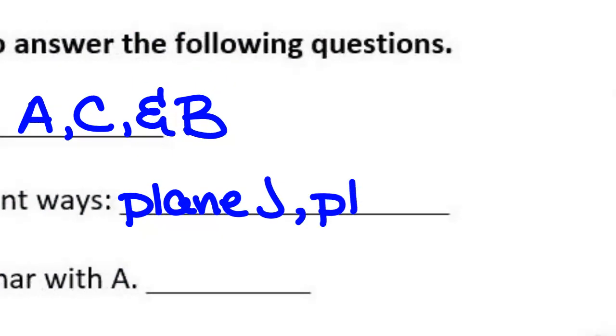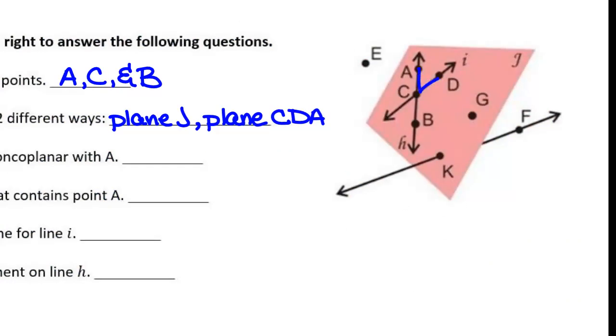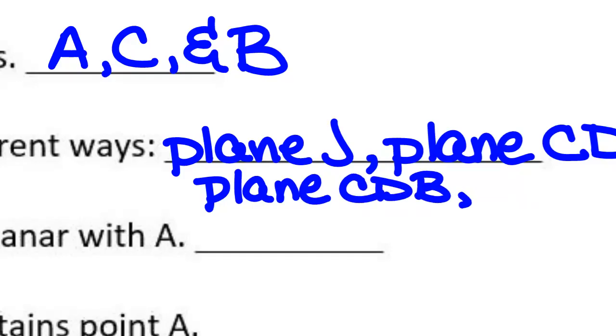Plane CDA. I like it. Plane C, D, A. I can draw a triangle between C, D, and A. Can somebody give me another name? I know they only asked for 2, but can you give me a different name? CDB. Plane CDB. Let's see if we can go for one more.